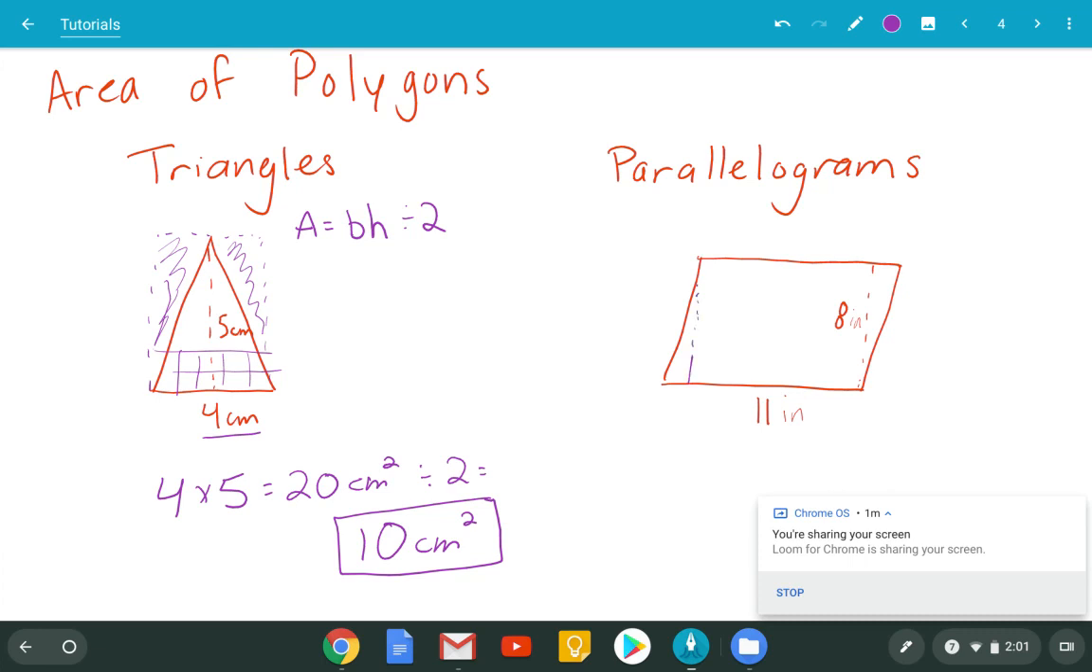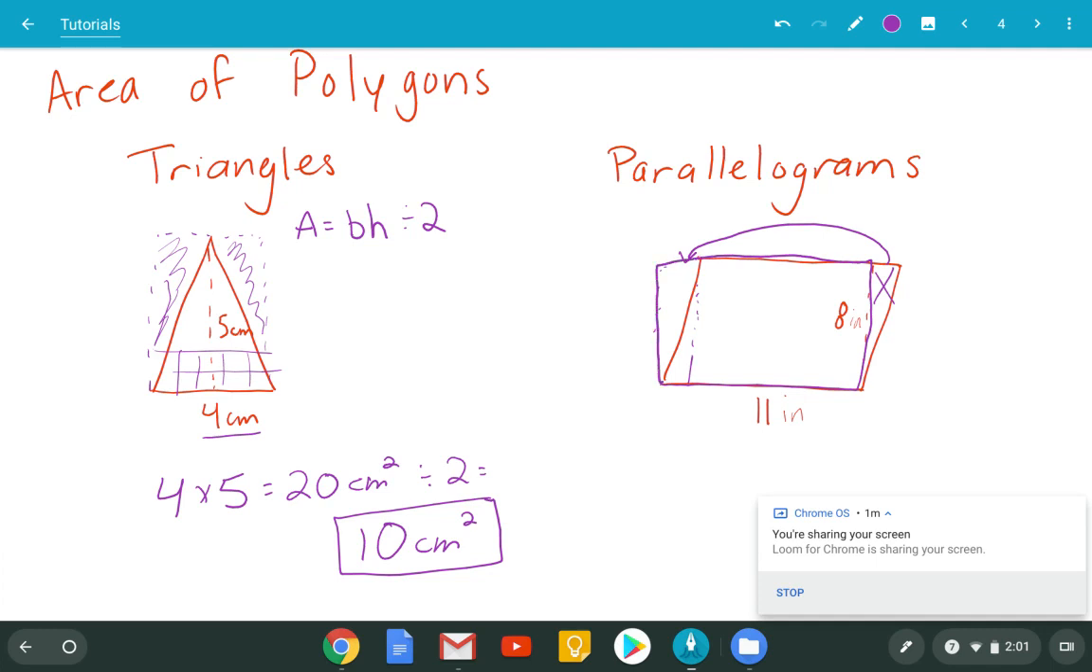A lot of people liked the idea of taking one of those little triangle shaped sides and moving it over to the other side. And then this shape makes an actual rectangle. So if you did that, this shape would become an 11 by 8 rectangle.